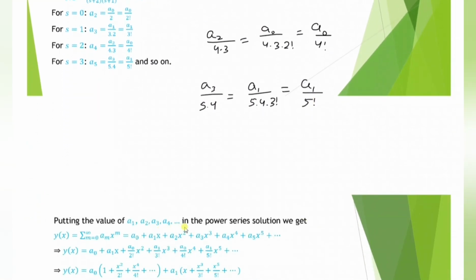अब हम क्या करेंगे? a1, a2, a3, a4 इन सब का वैल्यू इस पावर सीरीज में पुट कर लेंगे। y(x) equal to a0 + a1 x + a2, क्या आया था? a2 a0/2 factorial आया था, so a0/2 factorial x² + a3 is a1/3 factorial x³ + a4 is a0/4 factorial x⁴ + a5 is a1/5 factorial into x⁵ and so on.